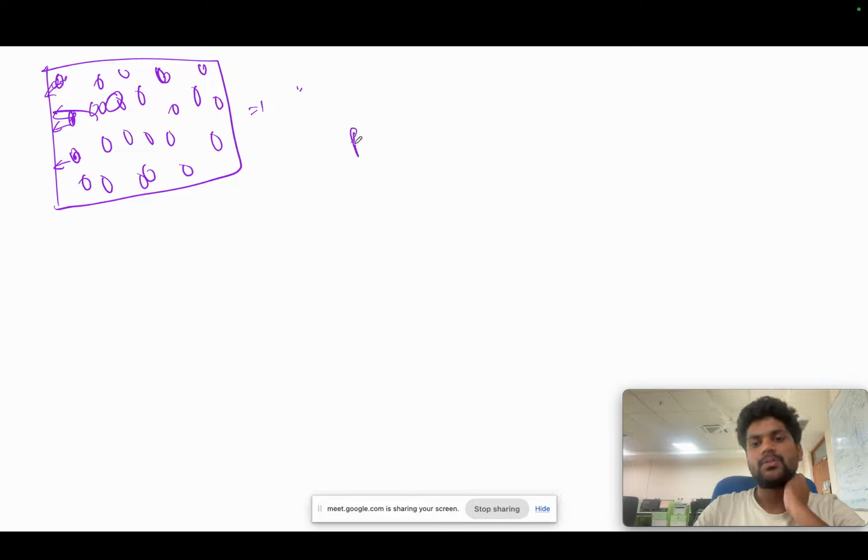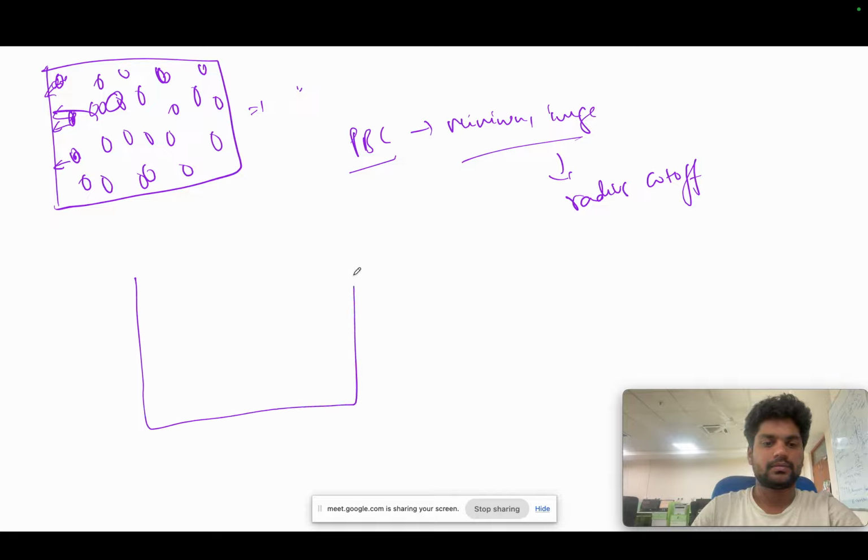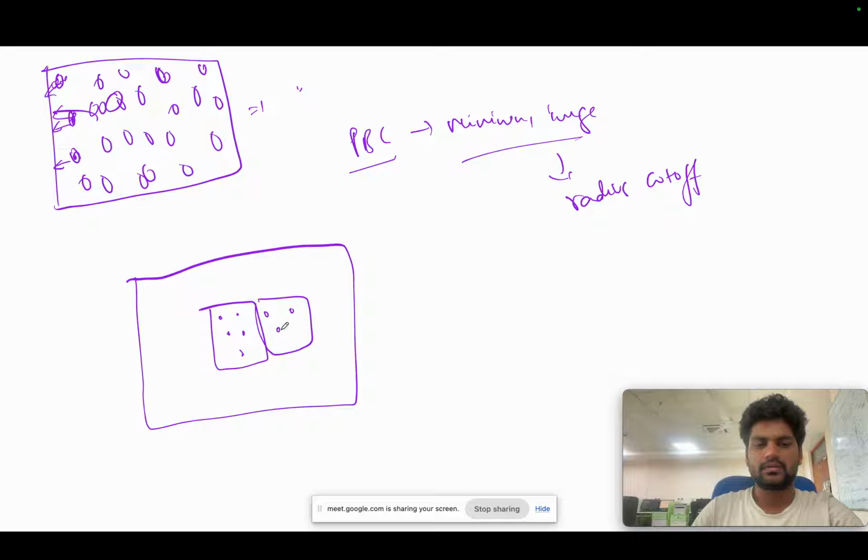That's where the periodic boundary condition comes in, further the minimum image convention. We discussed all this in the last class. Minimum image, and then comes the radius cutoff. So what we are doing here is, this is the box, I have 5 molecules. This is one box, and I make parallel boxes around it.